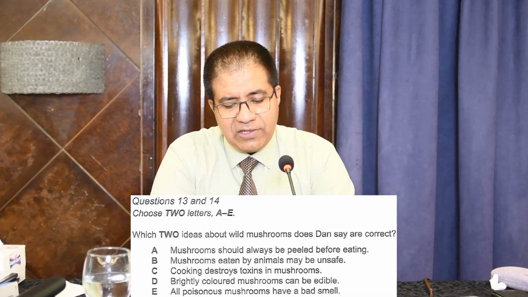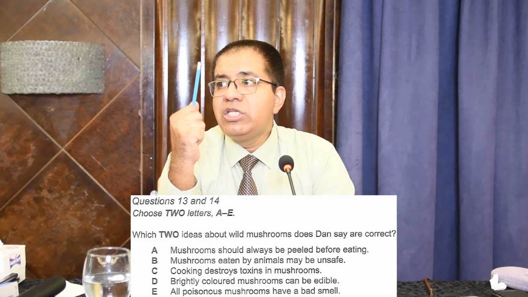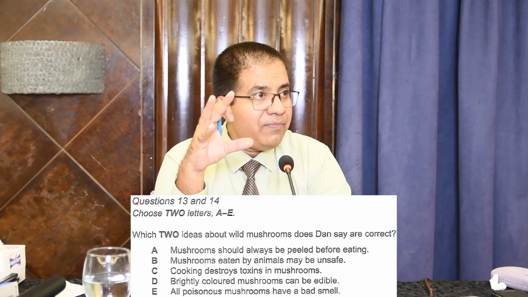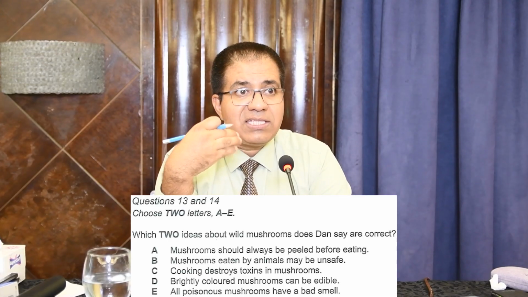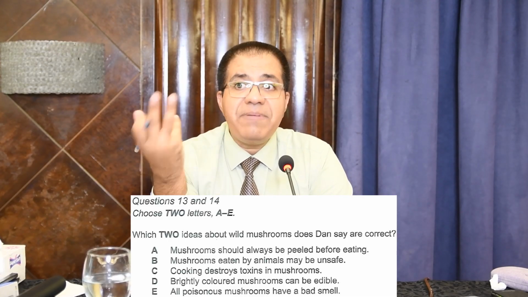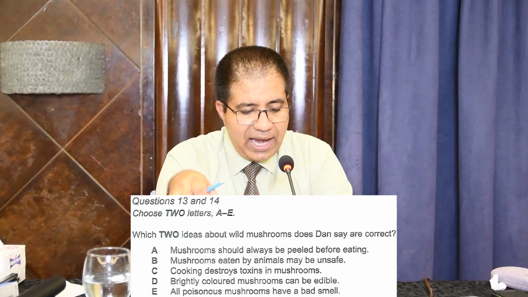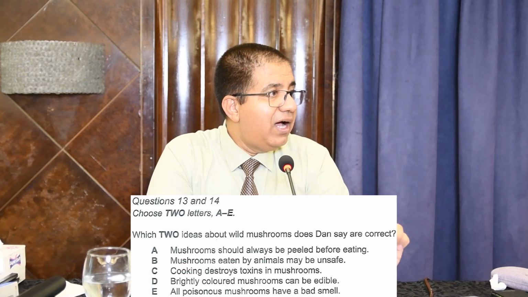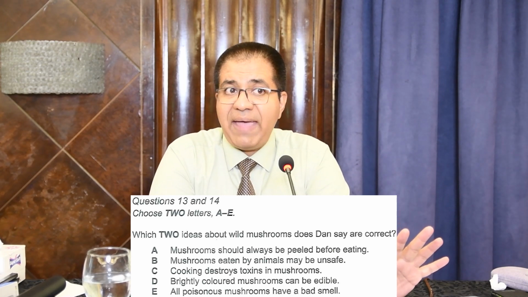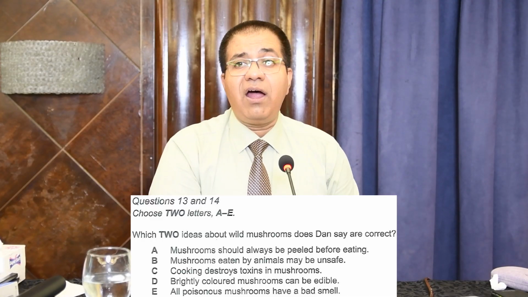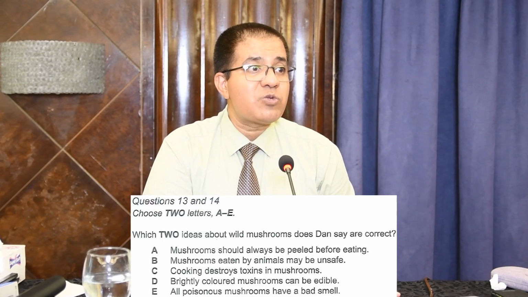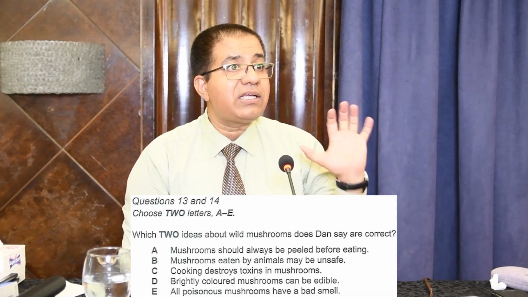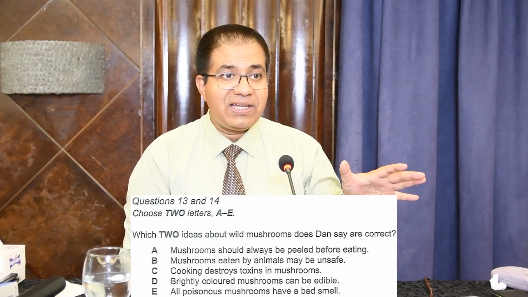Option D, brightly colored mushrooms can be edible. Edible means suitable for human consumption. So if he says brightly colored mushrooms are edible, then this is the right answer. But if he says whether the color is bright or dark, they can be edible, then this is not the right answer. And E, all poisonous mushrooms have a bad smell. If he says all the poisonous mushrooms have a bad smell, then this is right. But if he says there are some mushrooms which do not even smell, but they are poisonous, then this is not. So you need to see which ideas are correct according to Dan. Yes.